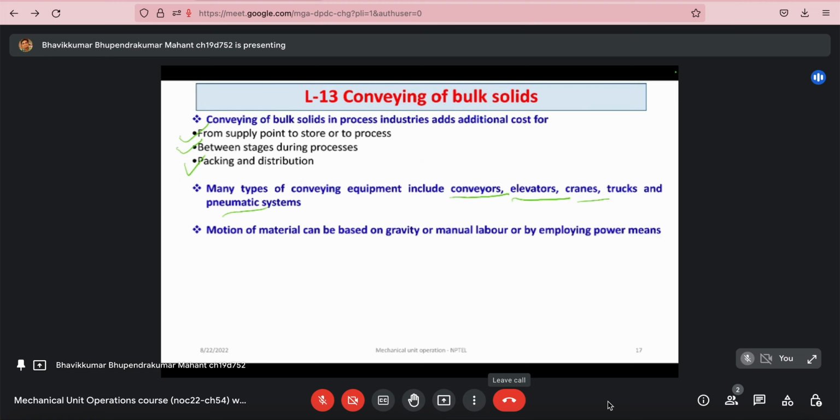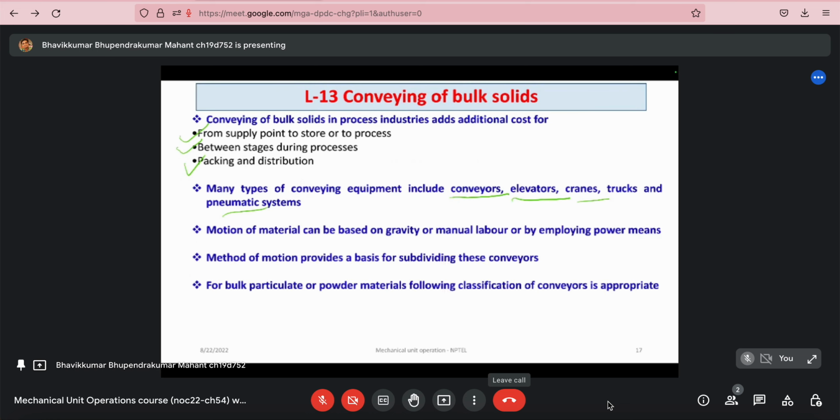It can be based on gravity. Sometimes we just use the gravitational force to transport them. Sometimes by using manual labor or by employing power. The mode of motion provides the basis of subdividing these conveyors. So according to which kind of motion you are providing, the conveyor will be subdivided.